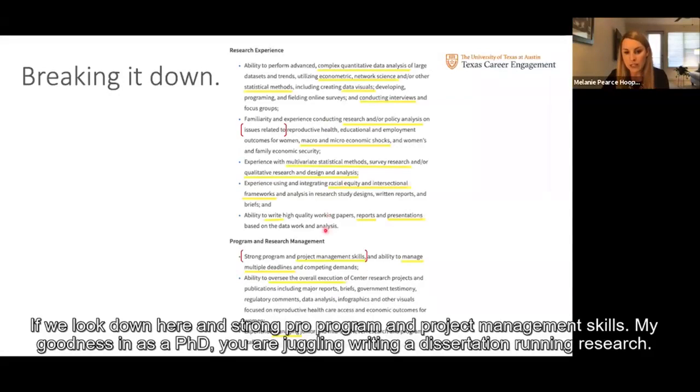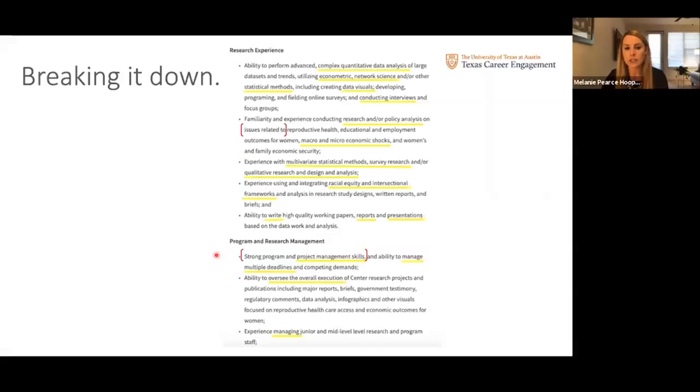If we look down here at strong program and project management skills, my goodness, as a PhD, you are juggling writing a dissertation, running research, all of the things that you are doing, right? You've got project management skills. You also have the ability to meet deadlines and competing demands. So don't underestimate yourself, right? Make sure that you are emphasizing all the things that you are doing that are transferable.